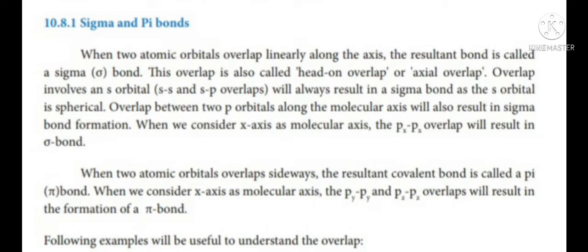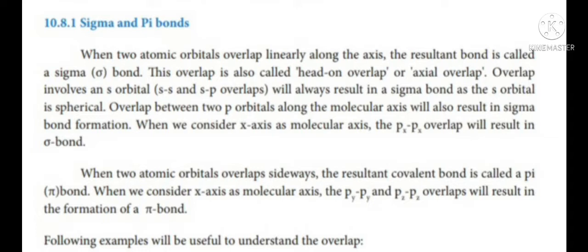Finally, sigma bonds are formed due to the linear overlapping of two atomic orbitals along the axis, whereas pi bonds are formed due to the sideways overlapping of two atomic orbitals. Hence, we completed what are sigma bonds and pi bonds. Next, let me discuss formation of hydrogen molecule, fluorine molecule, hydrogen fluoride and oxygen molecule using valence bond theory.